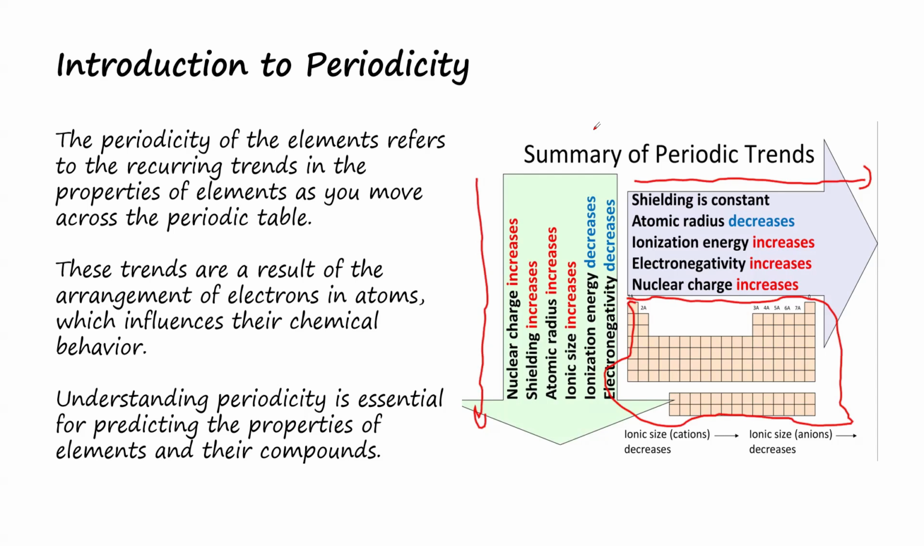So these are how the properties of the elements change as you go down the group. Looking at the nuclear charge, it increases down the group. The shielding effect also increases down the group. Then atomic radius increases down the group, and ionic size also increases down the group. All those in red color are properties that increase down the group, while the ones in blue are properties that decrease down the group.